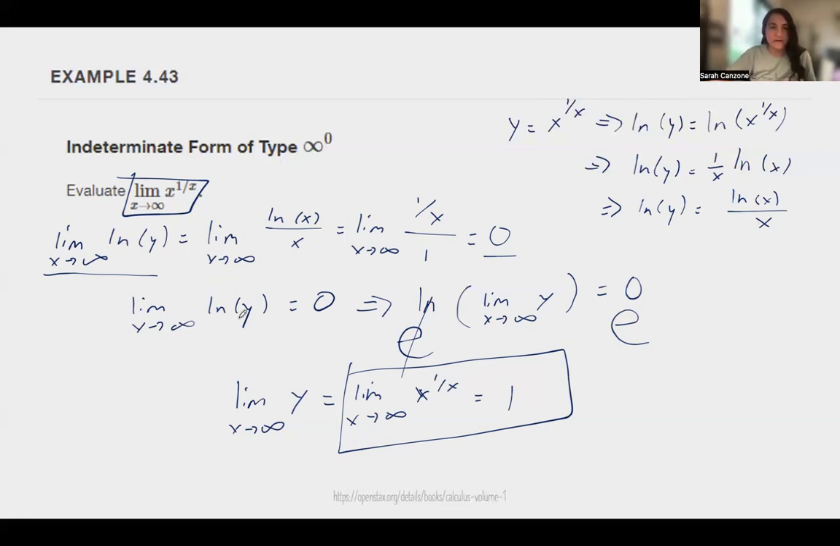And we were able to write it like this, the natural log of the limit, since this is what we were looking for. We can then get rid of a natural log with an e, this undoes it, and then this gives us our answer.